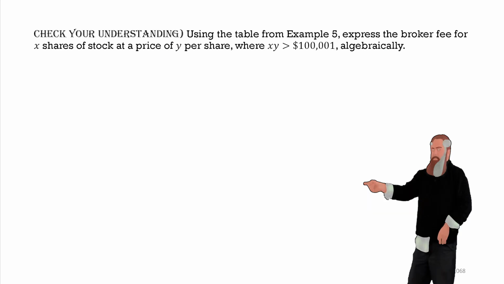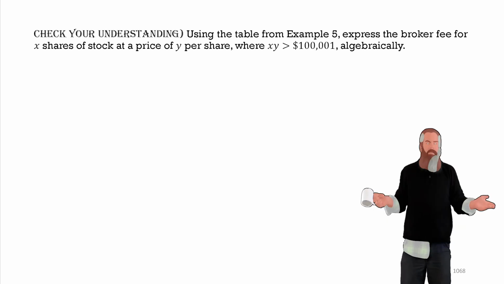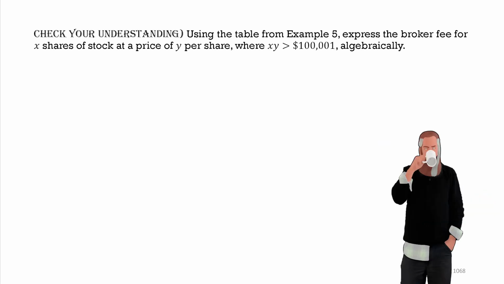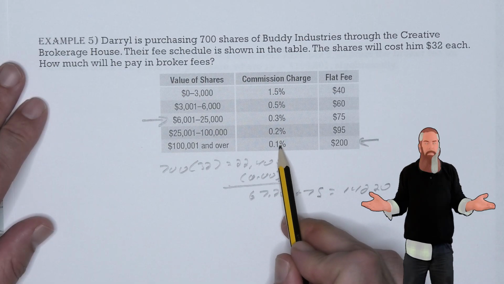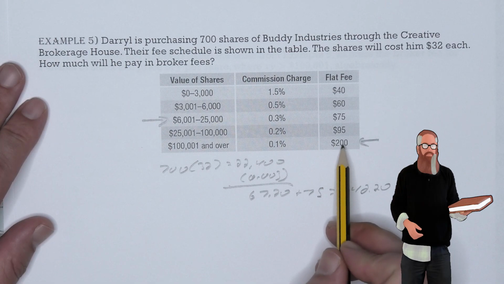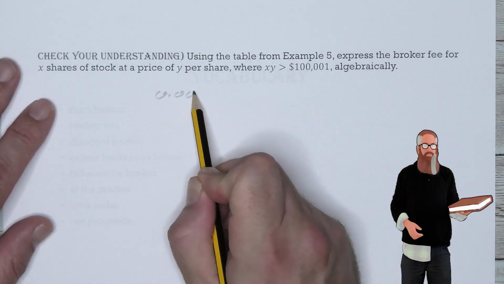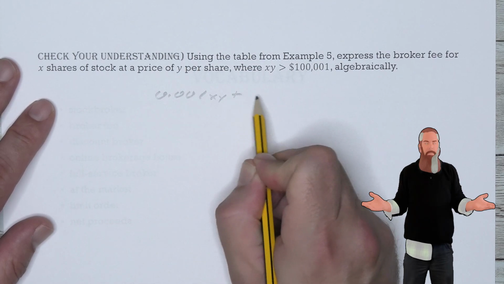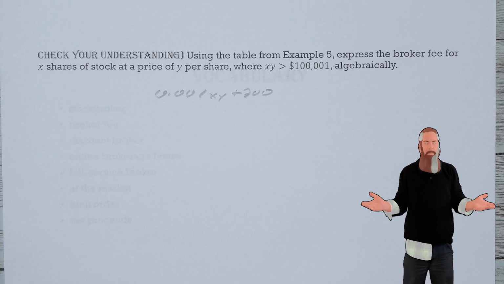Using that table from example 5, express the brokerage fee for X shares of stock at a price of Y per share, where X times Y is greater than $100,001 algebraically. So we are looking at this line down at the bottom, where there is a 0.1% and a flat fee of $200. So we can say 0.001 times the XY, and then we're going to add in that flat fee of $200.